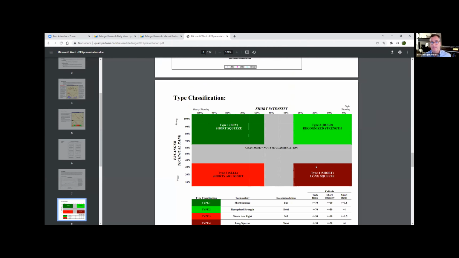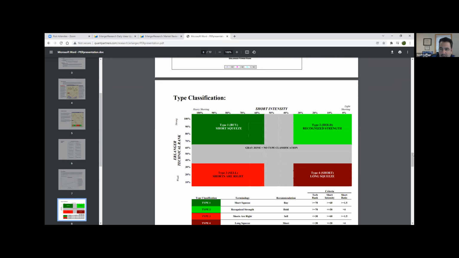Okay, so there's two things that we like to do when we look at a stock. The first thing is to determine how heavy or light the short selling is. And then the second thing we do is we build a technical rank, and we rank all stocks from 10% to 100 in 10% increments.